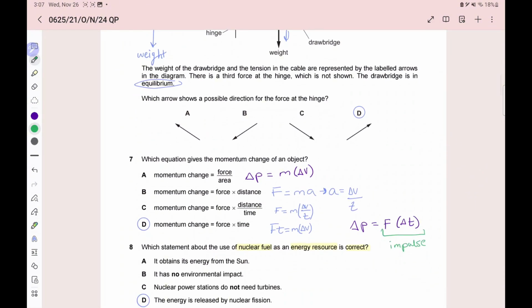And then for question 7, which equation gives the momentum change of an object? So change in momentum is mass times the change in velocity. And we know that force is equal to mass times acceleration. And another way to write acceleration is the change in velocity over time. So place that back into the equation, multiply the whole thing by time, and then you realize force times time is also equal to mass times the change in velocity. And that looks very familiar, right? So we can place the change in momentum here, and that just gives us the impulse. So momentum change is equal to force times time.